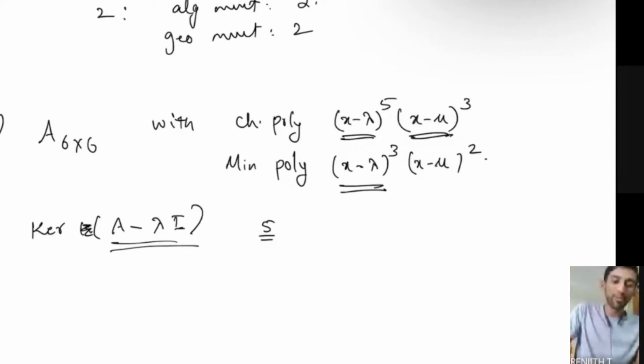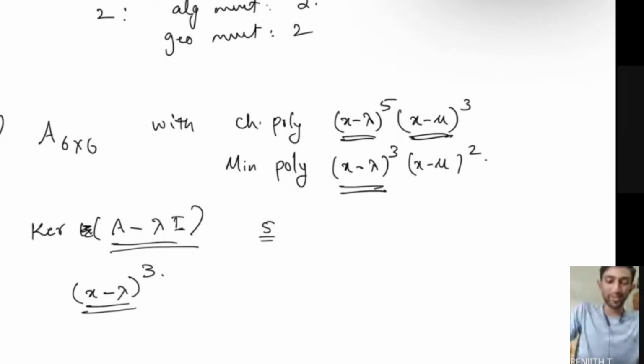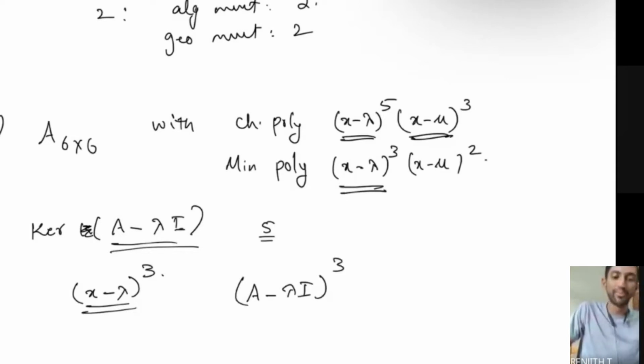Okay, then the minimal polynomial will be x minus lambda, because if A minus lambda I is 0, then the minimal polynomial will be x minus lambda. But the minimal polynomial given is (x minus lambda) cube. That means kernel of A minus lambda I does not have the whole dimension. You will get the whole dimension only if you have (A minus lambda I) cube. That is the information you are getting from the minimal polynomial. Okay, so that is very important.